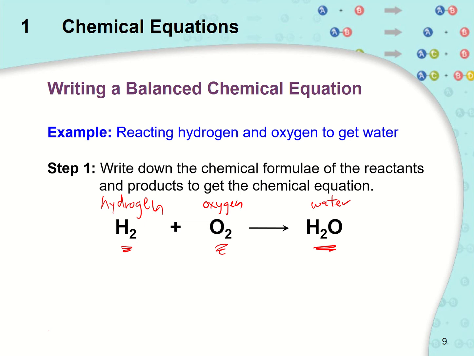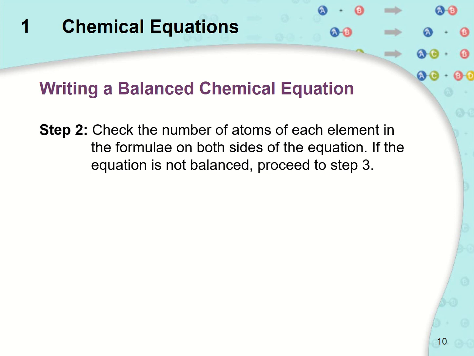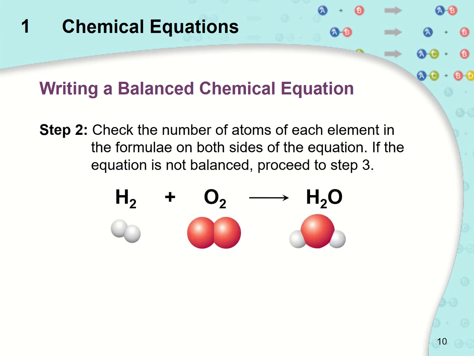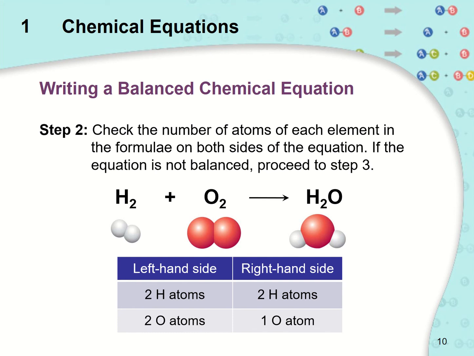Once we are done with step number 1, we will need to try to balance the equation. Sometimes the equation when you write it down is already balanced. So step number 2, we check to see whether or not the equation is balanced. How do we check? We check by counting the number of atoms for each element on the left hand side and the right hand side of the equation. I will count. On the left hand side, I have 2 hydrogen atoms, 2 oxygen atoms. Right hand side, 2 hydrogen atoms, 1 oxygen atom over here.